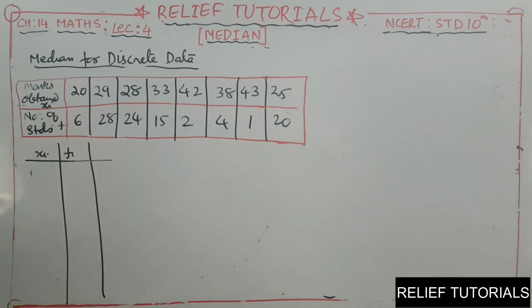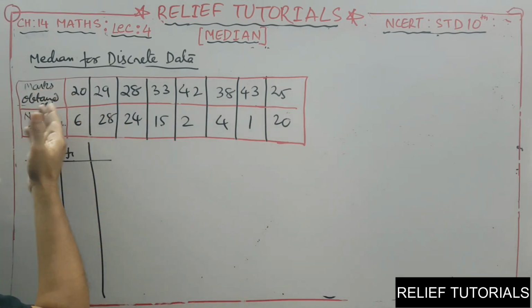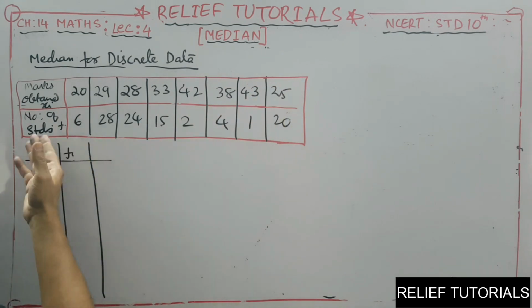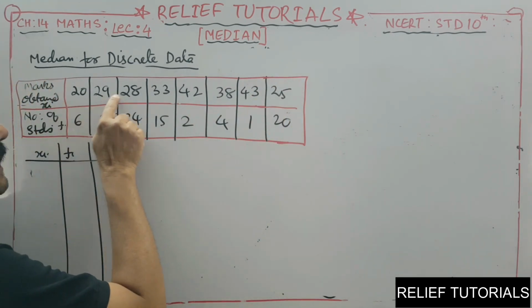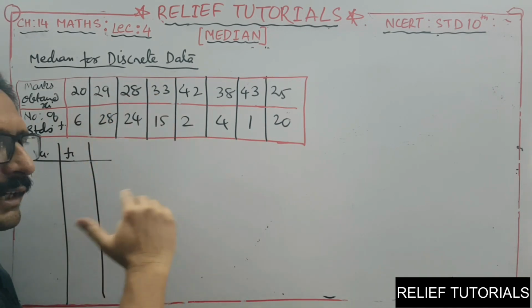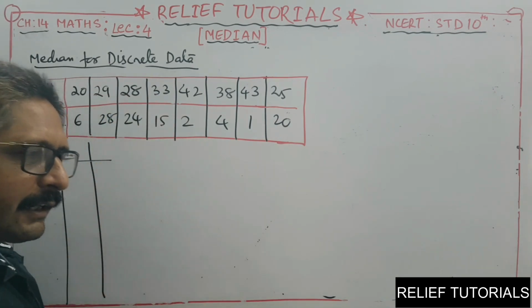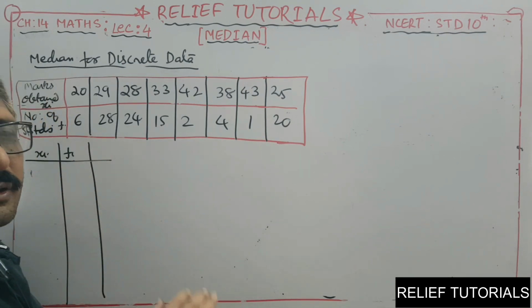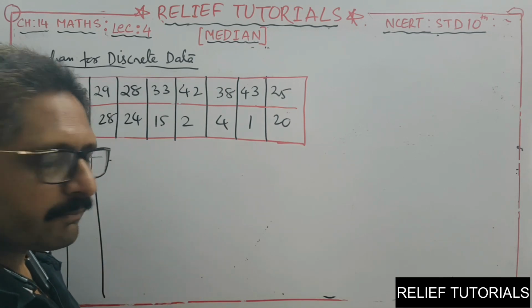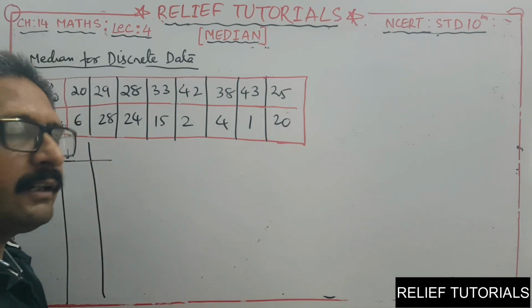See friends, now we will discuss this new problem. I told you, while you find the median, it is necessary to arrange the observations in ascending order. Look at this: these are the marks obtained, and these are the number of students. Look at the marks obtained: 20, 29, 28, 33. They are not in order. So every time you find the median, you have to arrange the given observations in ascending or descending order. Now we will arrange them in ascending order.